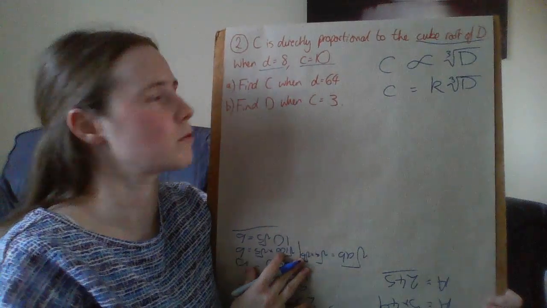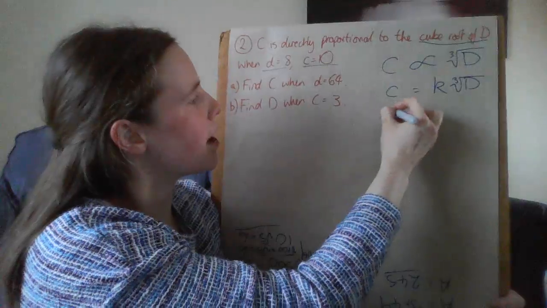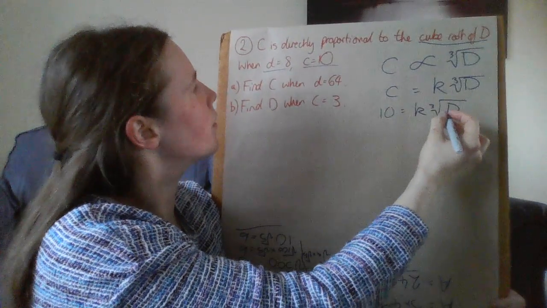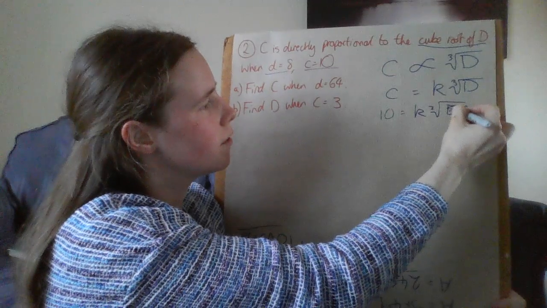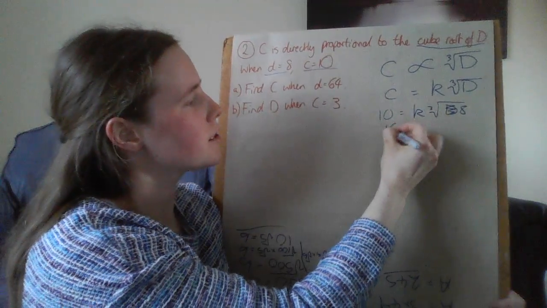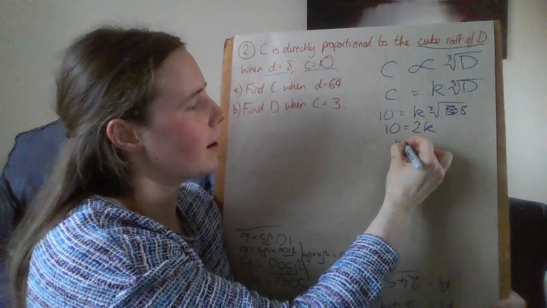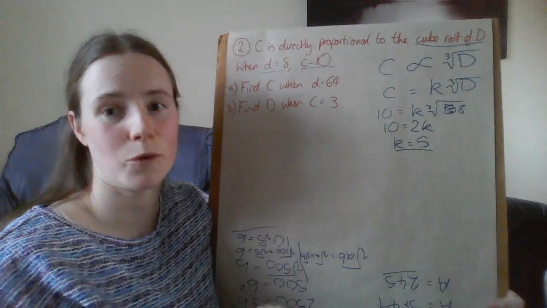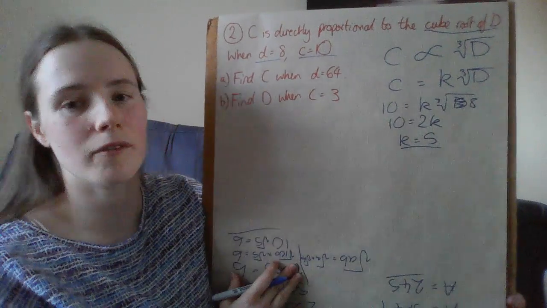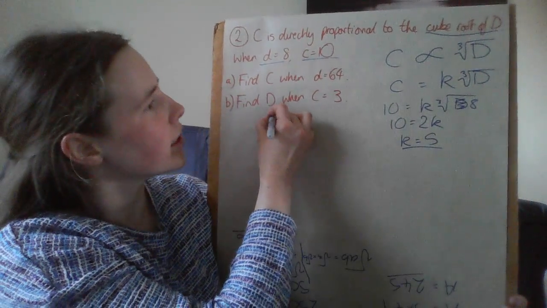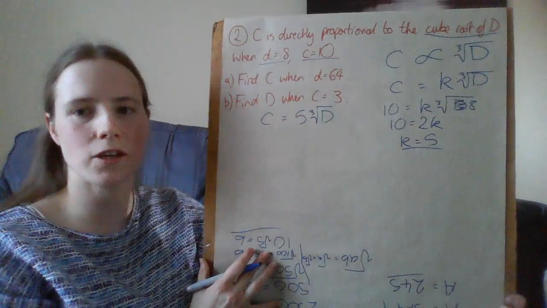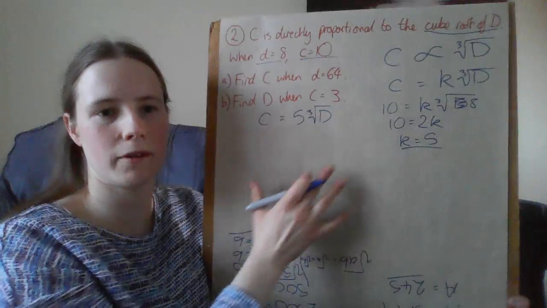That's going to allow me to get to a formula, so I can say that 10 is equal to K times the cube root of D. Sorry, the cube root of 8. I put both values in at once. The cube root of 8 is 2, so 10 equals 2K, and K is 5. K won't always be 5, it just is in these two examples. So now I've got K, I've got myself a formula. I can say that C is equal to 5 cube root of D. Make sure you still have that cube root going in all the way through.